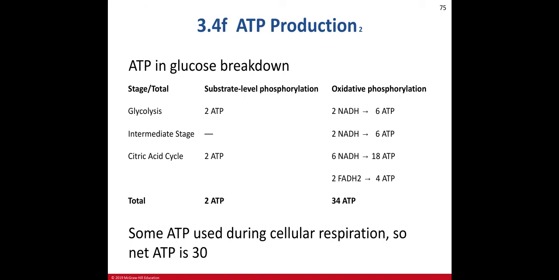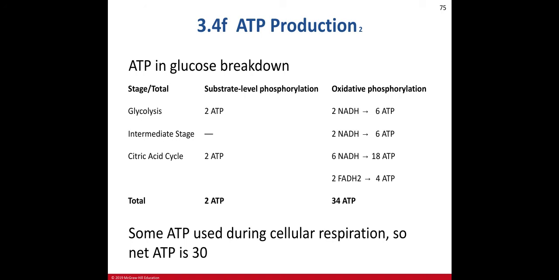In a perfect world, ATP from the breakdown of glucose looks like this. Glycolysis is going to have 2 substrate level phosphorylation and 2 oxidative phosphorylations, and we're going to have 6. Intermediate stage, we just have this phosphorylation happening oxidatively. Citric acid cycle, we're getting 2 at substrate level. When we take our 6 NADH that we have, we get 18 ATP. When we take our 2 FADH2, we get 4.